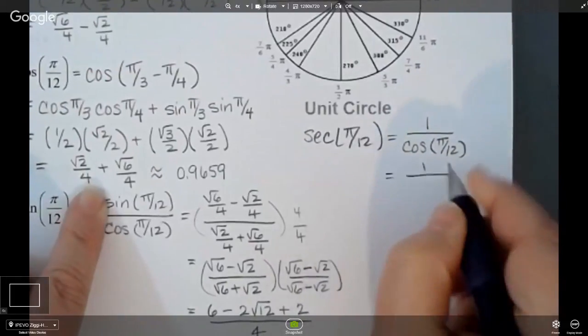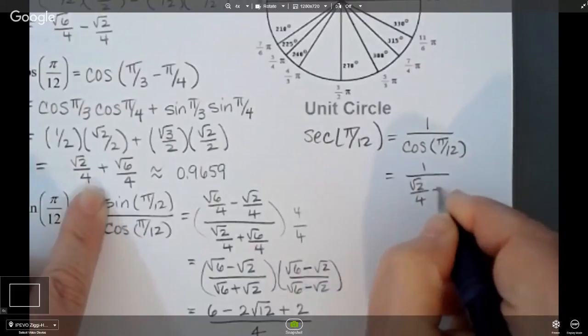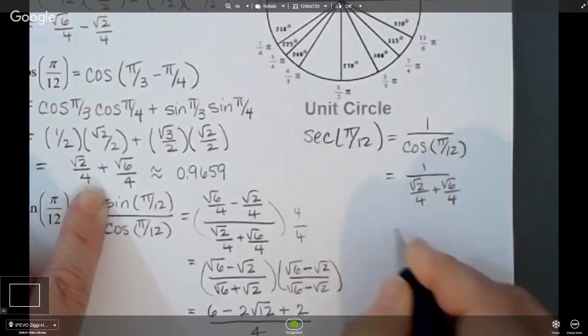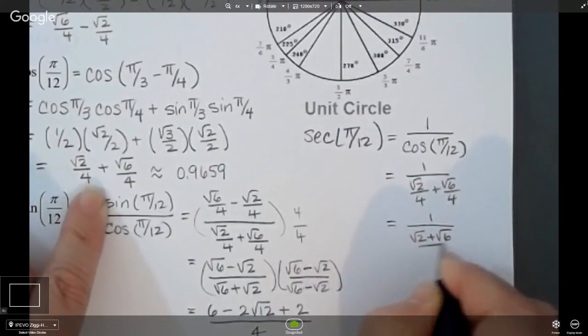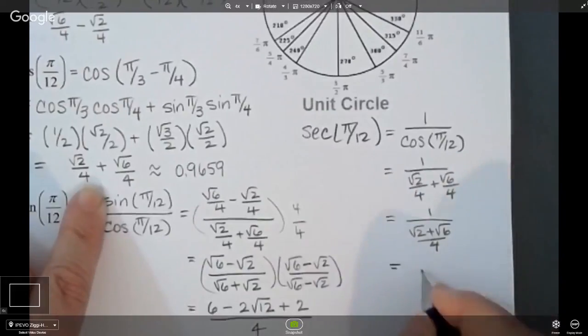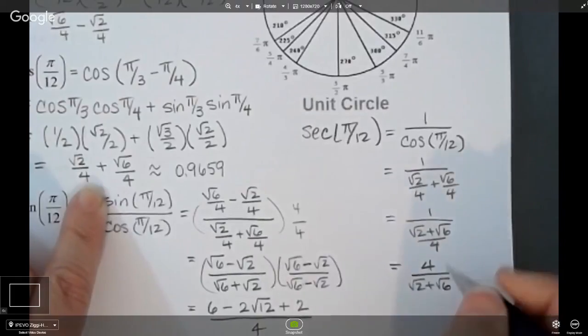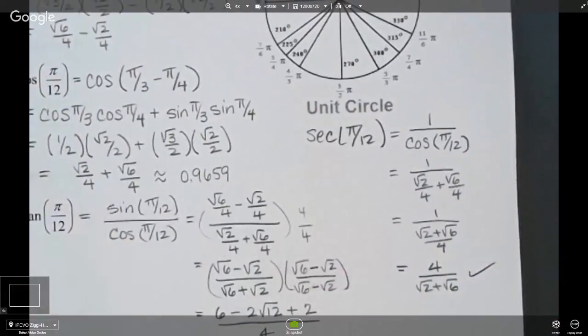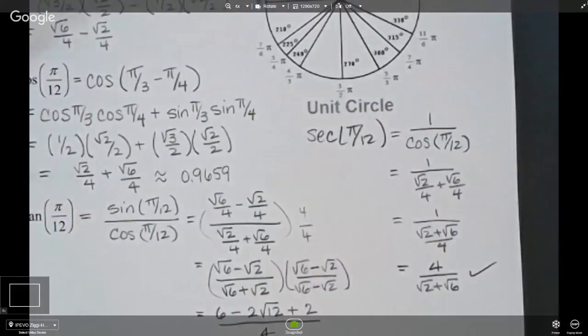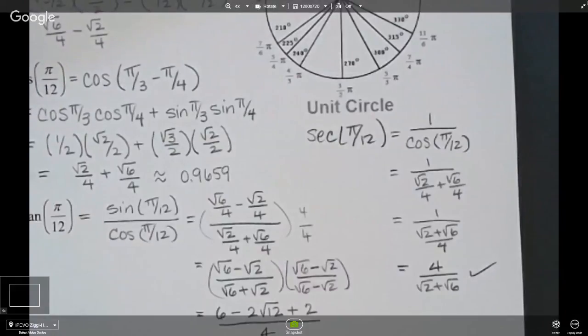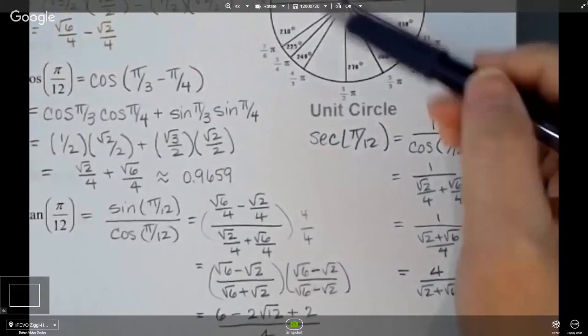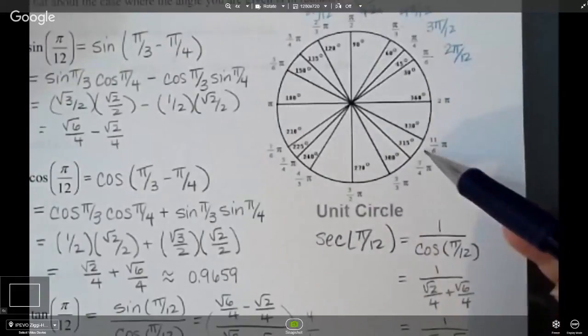And 1 over, I can say root 2 over 4 plus root 6 over 4. And I can say this is 1 over root 2 plus root 6 all over 4. And then if I flip that fraction, I get 4 over root 2 plus root 6. And I'm not going to rationalize that. That would be the secant, and that's how you would do the calculation for that. Okay, so that's how we can use the sum and difference formulas to find the exact values of angles that are not our standard angles on the unit circle, but are a combination of the addition and subtraction of them.